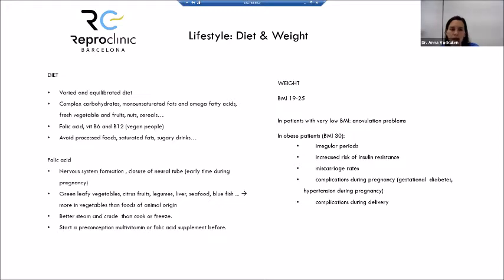Okay. And about folic acid, it's very, very important. So that's why I put it here apart. It has a very important impact on the closure of the neural tube that occurs early during pregnancy. So it's very important to have good levels of it when we start to conceive. So that's why we normally recommend to start a preconception multivitamin or a folic acid supplement before starting.